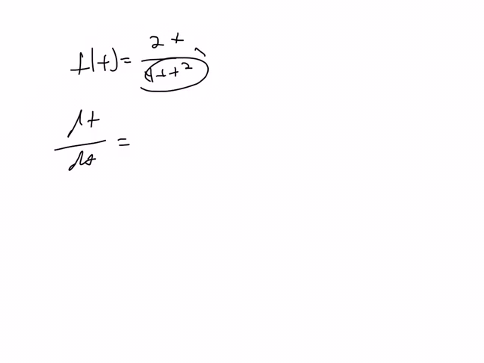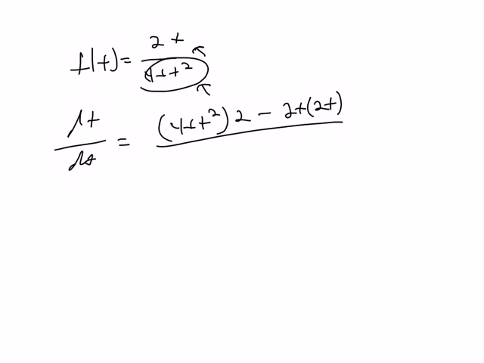So the next problem is problem 28. F of t is equal to 2t over 4 plus t squared. So df over dt is equal, so this times the derivative of that, what is that again? Okay, so this is 4 plus t squared times 2 minus 2t times the derivative of here, which is just 2t, over 4 plus t squared squared. Okay, that's that problem.